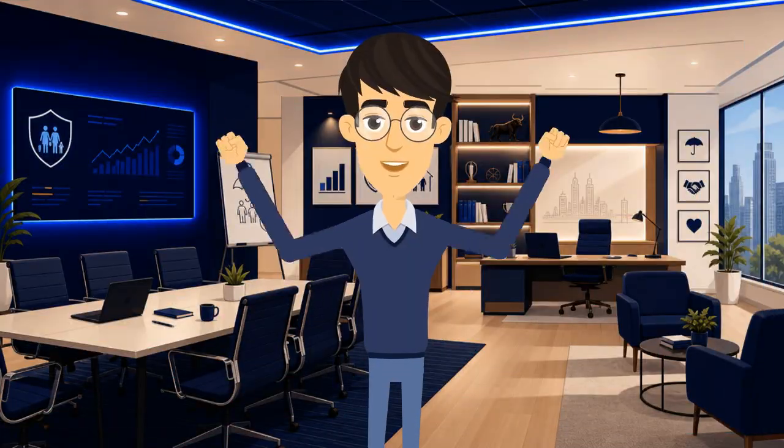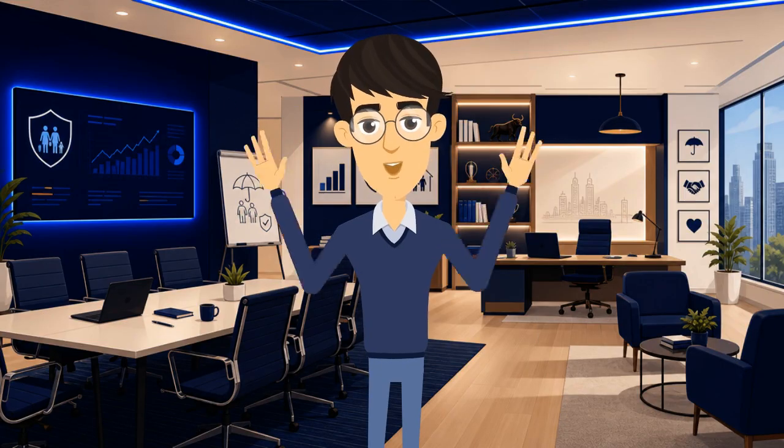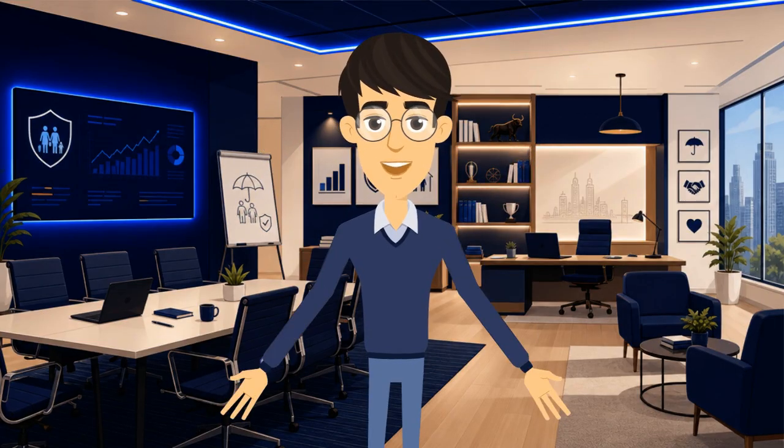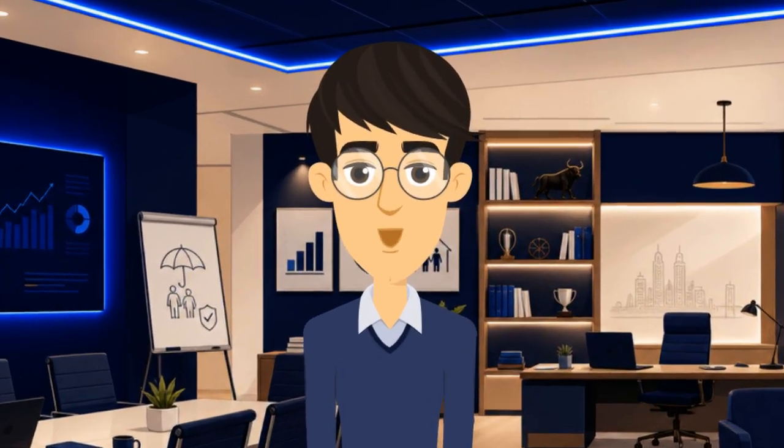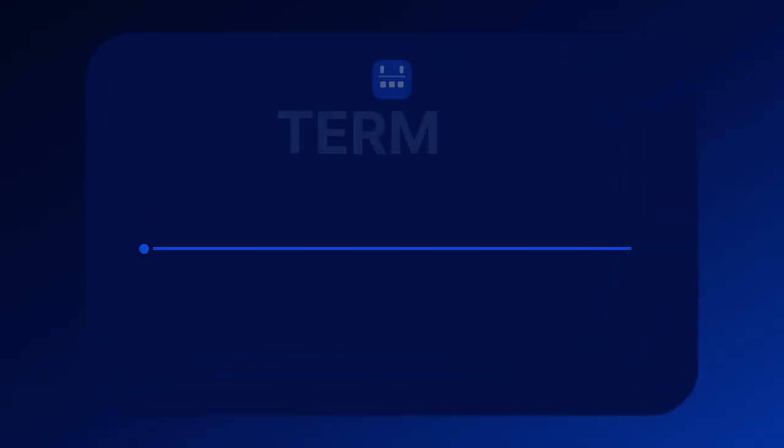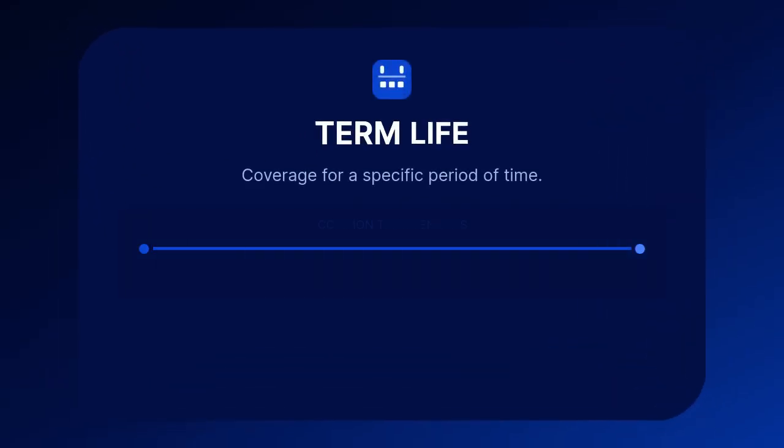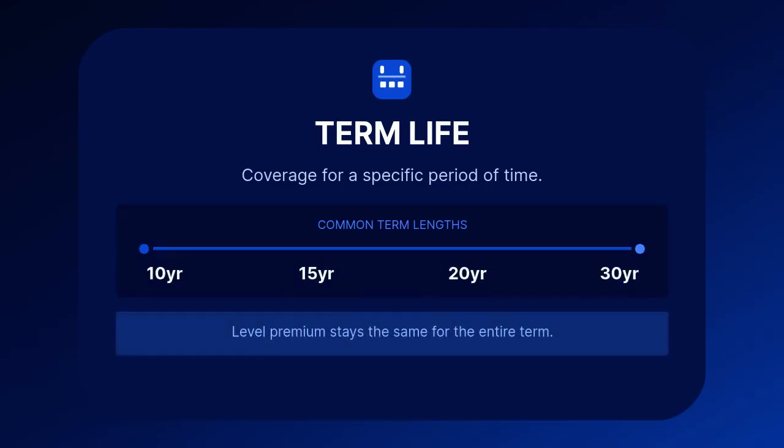Let's start with term life, the most straightforward product in the toolkit. Simple, affordable, and built for a specific season of life. Term life provides coverage for a specific period, commonly 10, 15, 20, or 30 years. The premium is level, meaning it stays the same for the entire term. If the insured passes away during that period, the death benefit is paid. If the term ends and coverage isn't renewed or converted, it simply expires. No cash value, no permanence, just clean, focused protection.